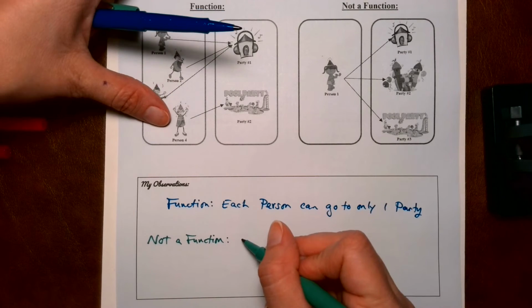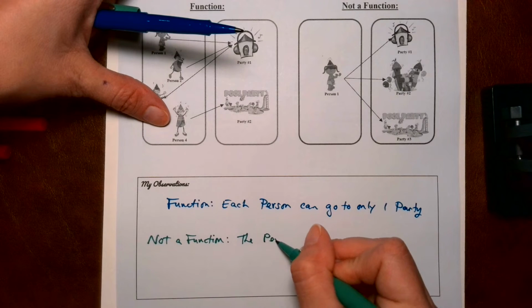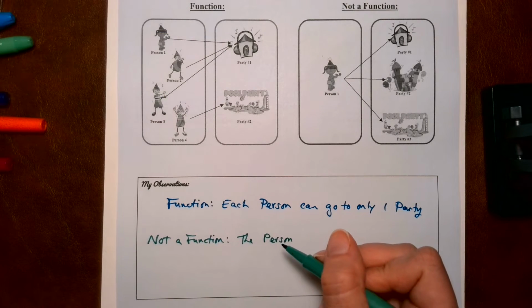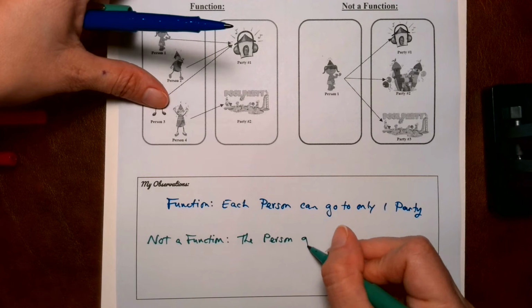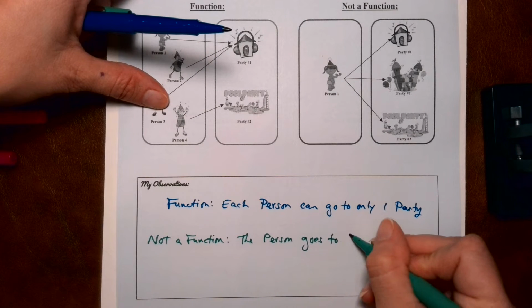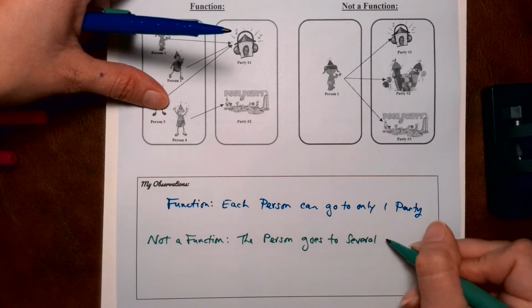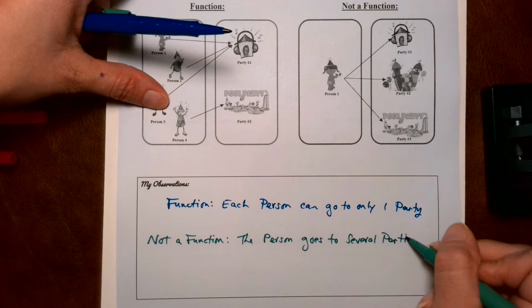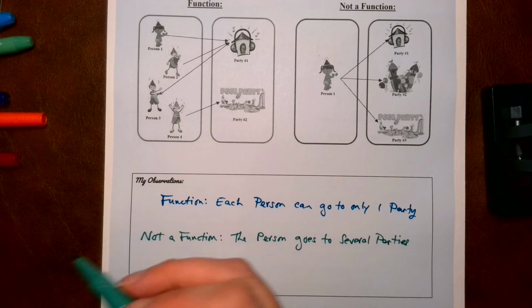This person goes to several parties at the same time. You can't do that. Can't do that. That is not a function.